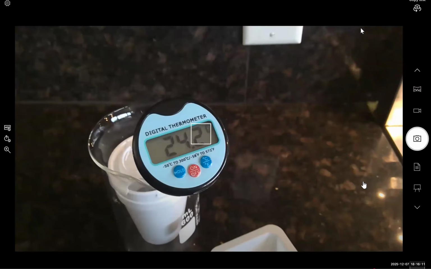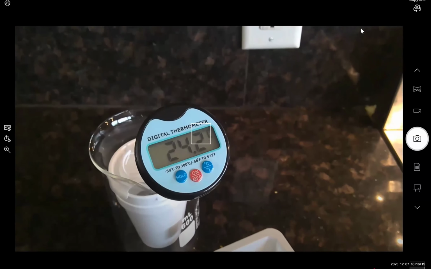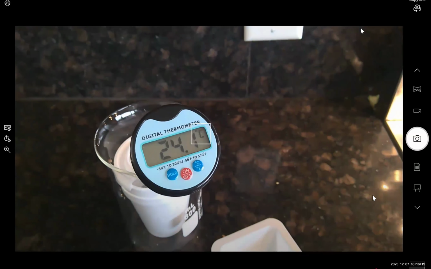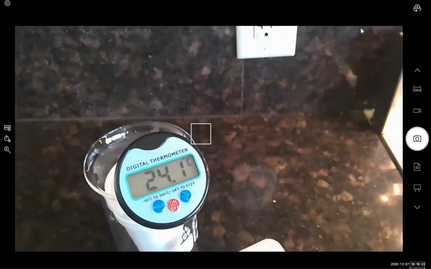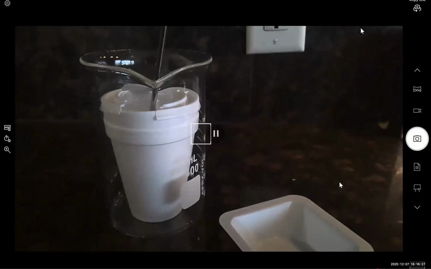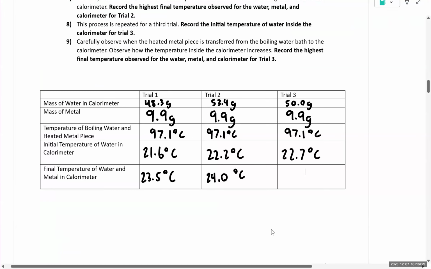So the temperature is still sitting pretty clearly at 24.2. We're going to give it a little bit more time. The temperature has dropped to 24.1. So that tells us 24.2 was our peak temperature. So let's write down our highest temperature observed, which was 24.2 degrees Celsius.